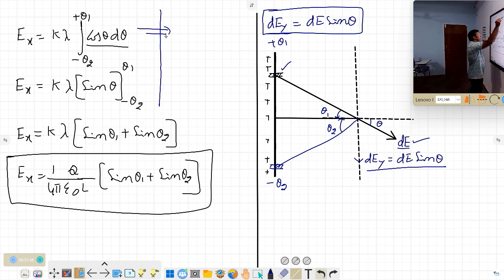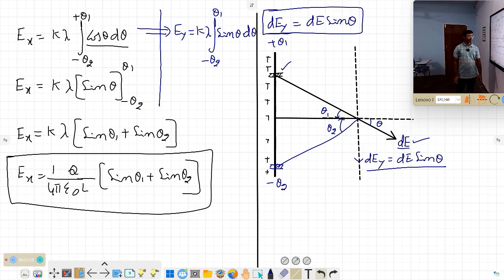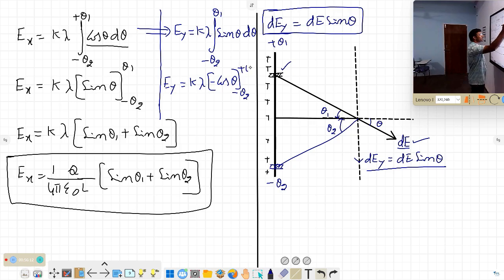Now we are going to solve it similarly to this one. If you compare, the electric field along the y-axis is equal to k lambda into the integral from minus theta 2 to theta 1. In the place of cos theta, we will get sine theta into d theta. Remaining everything is the same. Now if you integrate that one, the relation you are going to get is Ey is equal to k lambda into the integral of sine theta, which is minus cos theta, with lower limit minus theta 2 and upper limit plus theta 1.